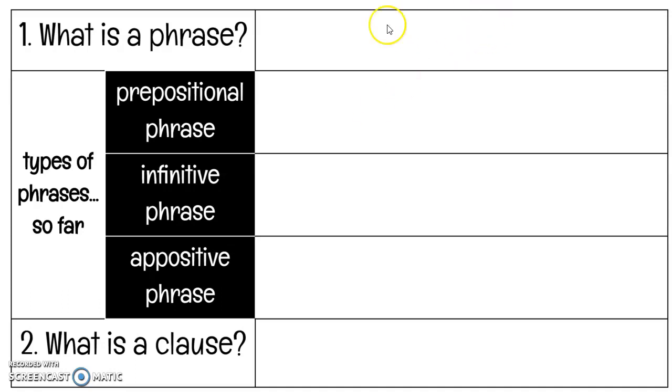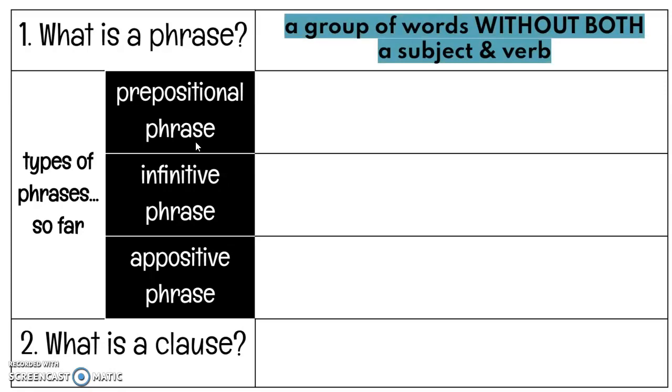So what is a phrase? We've talked about different types of phrase, but what is a phrase really? A phrase is a group of words without both a subject and a verb. Now if you need to take notes, and I'm going too fast, you can pause the screencast and then go back and add and pause and then start it again when you're ready to move on. So we've talked about 3 different kinds of phrases. We always look at prepositional phrases first.